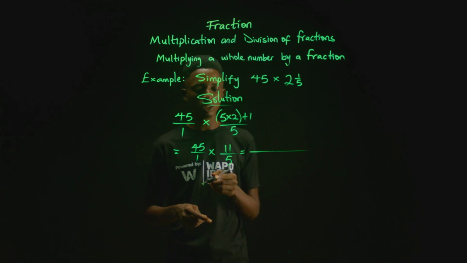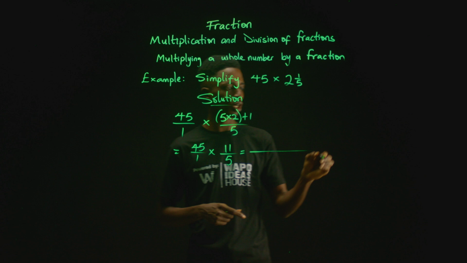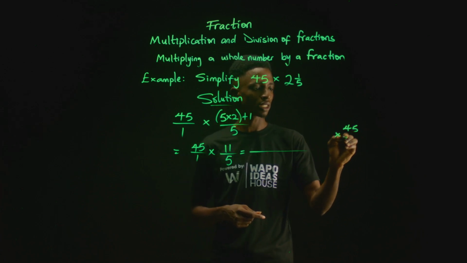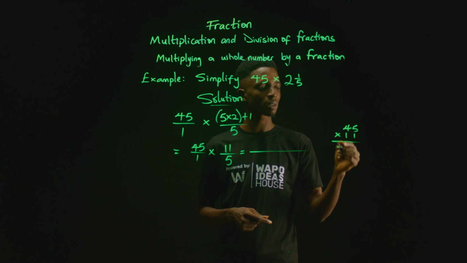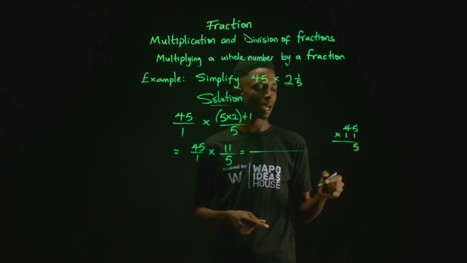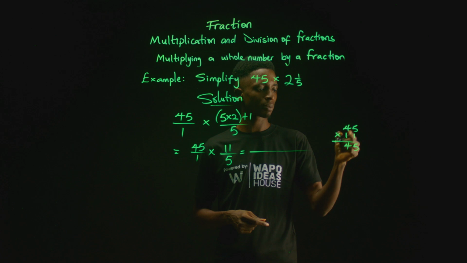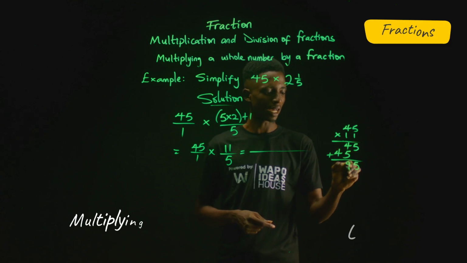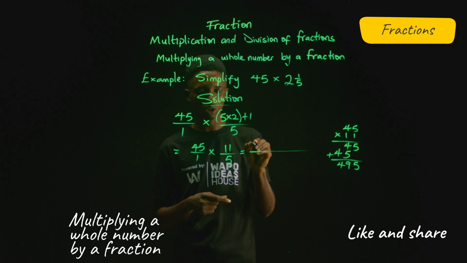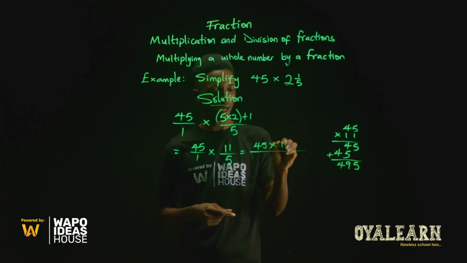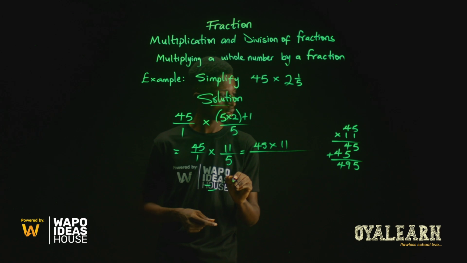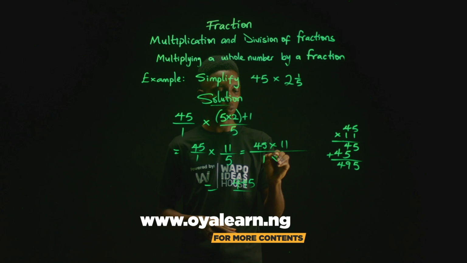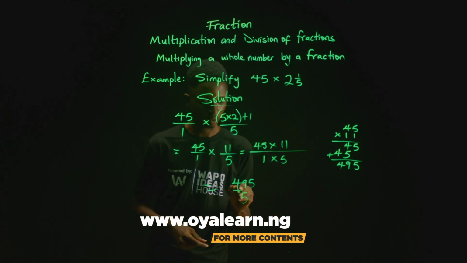Now when we multiply 45 into 11, what do we get? So you have 45 multiplied by 11. And then 1 multiplied by 5 gives us 5. 1 multiplied by 4 gives us 4. And then 1 multiplied by 5, 5. 1 multiplied by 4 gives us 4. And when you add this together, you have 5, 9, and 4. That is what we have at the numerator. 45 multiplied by 11 would give us 495. And then for the denominator, we have 1 multiplied by 5, which is still 5.